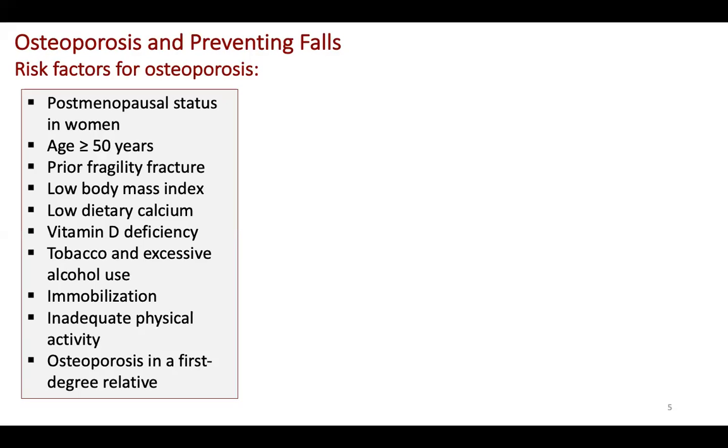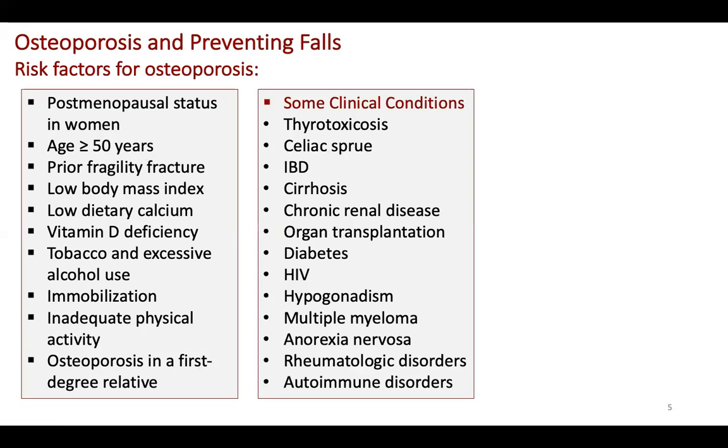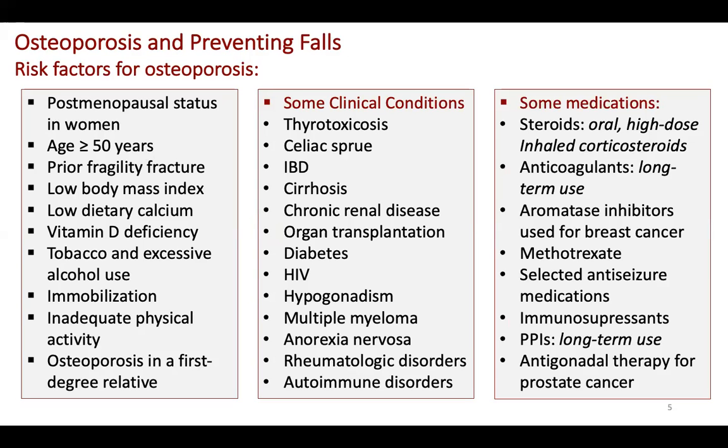Risk factors for osteoporosis are very important. And we have some risk factors that are not avoidable, like postmenopausal status in women, age more than 50. And we have some clinical conditions that we can do something about, like proper treatment of these clinical conditions. And we have a lot of medications that can also accelerate the process of osteoporosis. And if possible, we can avoid such medications. So please study this slide carefully.